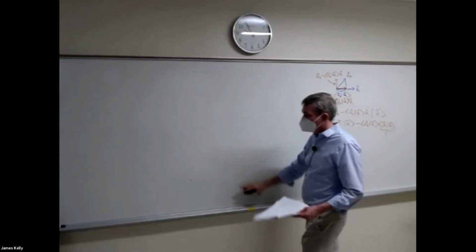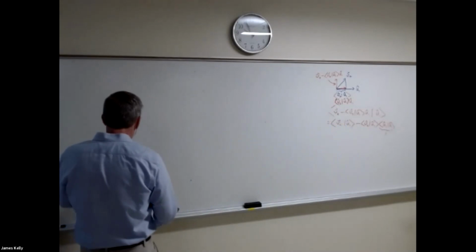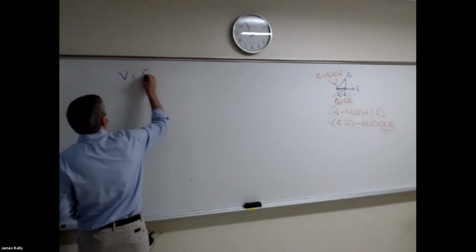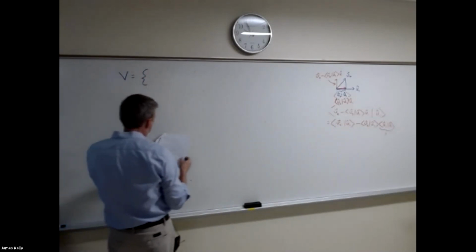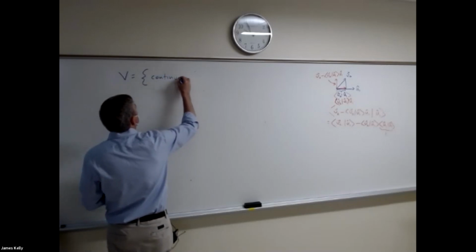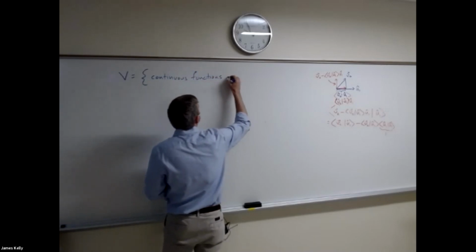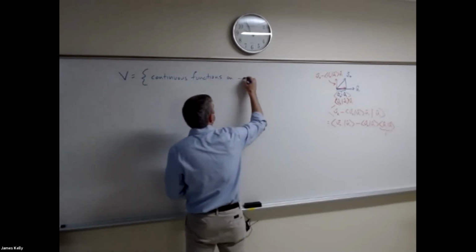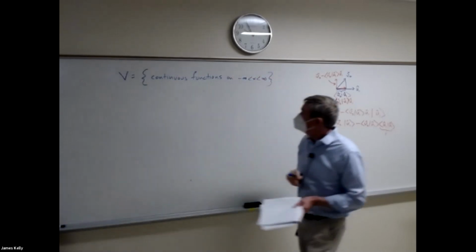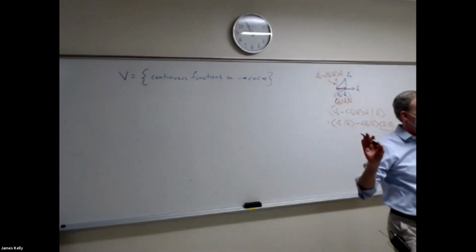But just to illustrate it, let's take this example. Here is my vector space. We'll call my vector space V. It's going to be the collection of all continuous functions of x on the real number line, minus infinity less than x less than infinity. Okay, that's very familiar to us, right? They don't have to be normalizable. I'm not saying anything about finite area under the curve or anything.